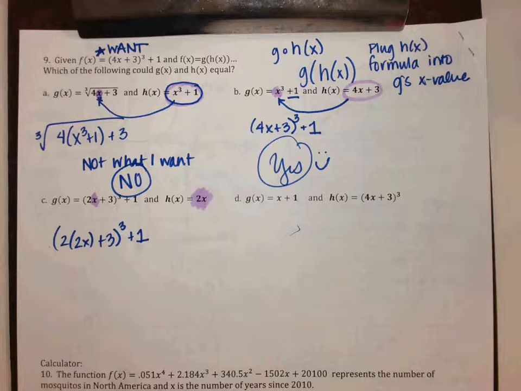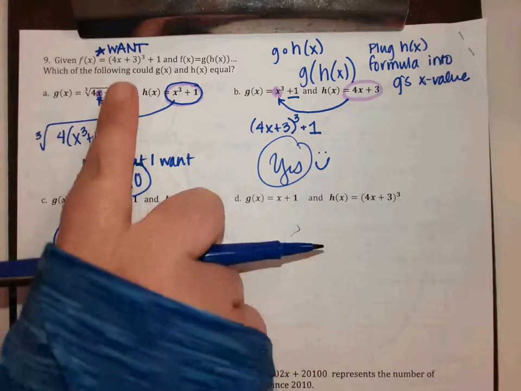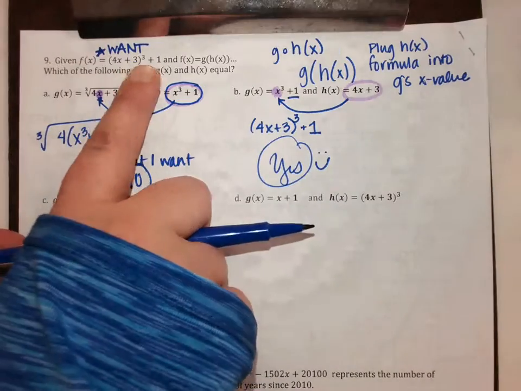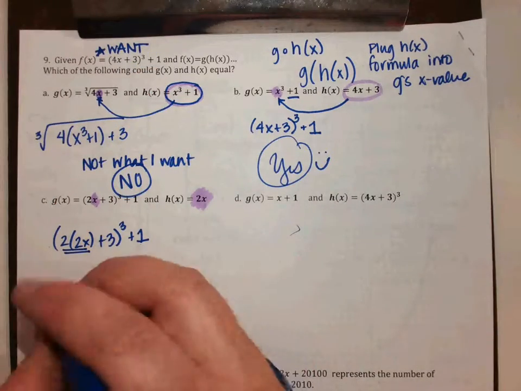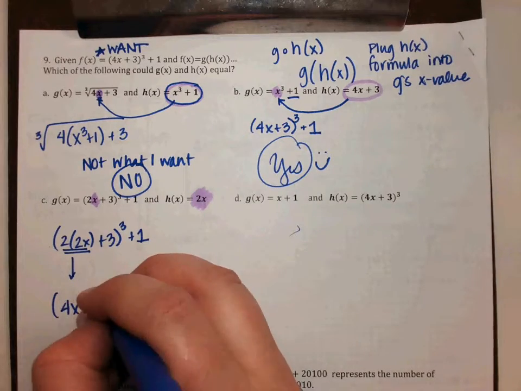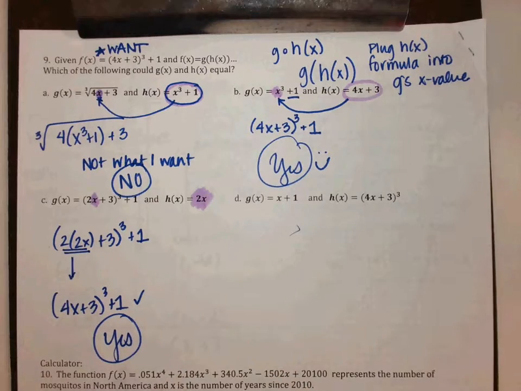Oh. Yes. Why is it really what I want? What's 2 times 2X the same as? 4X, and that's what I wanted. Plus 3, check, got it. Got the little cubed and the plus 1, got it. So that's a yes. So that's a 4X plus 3 cubed plus 1. That's a check. So yes, those could be the right numbers.